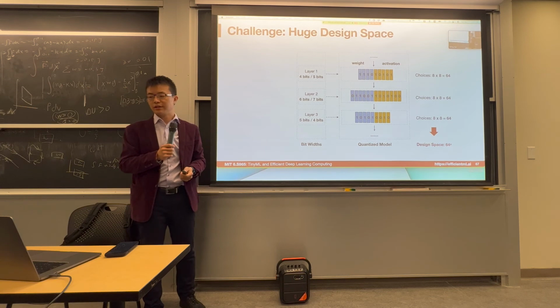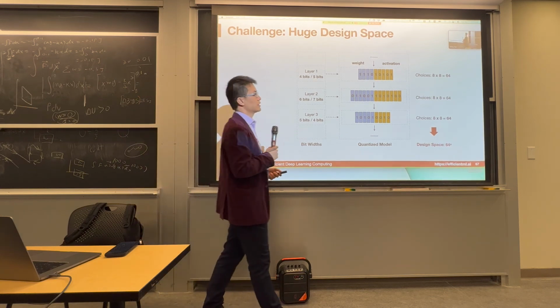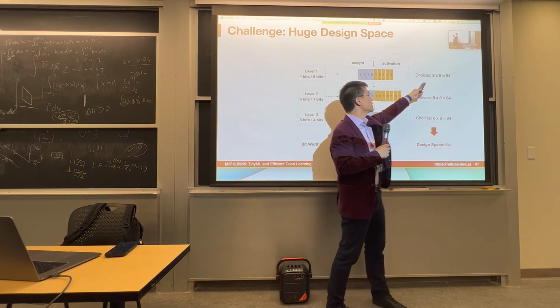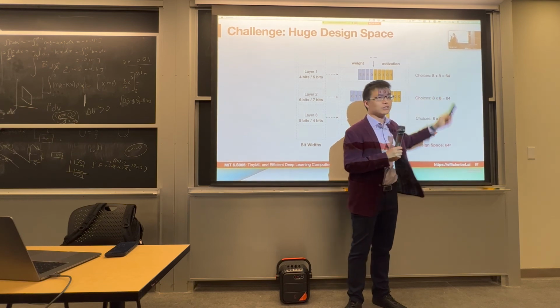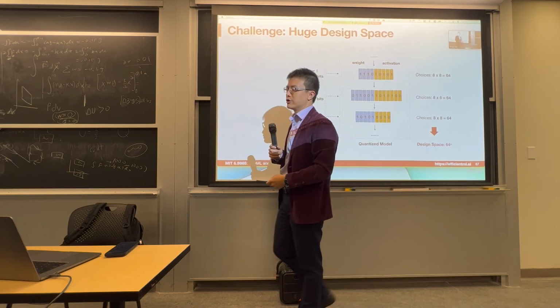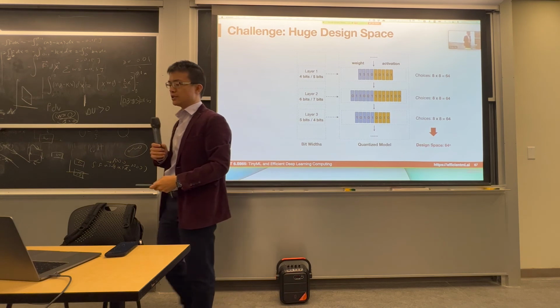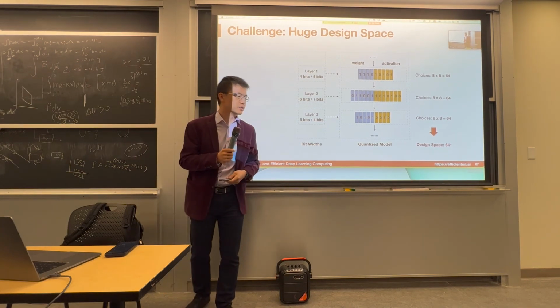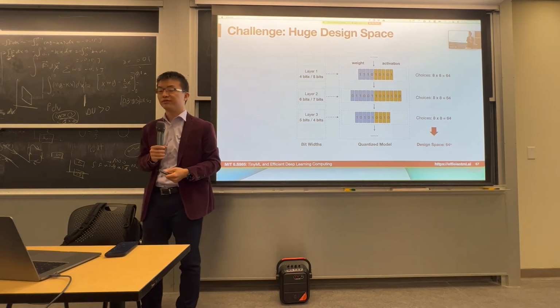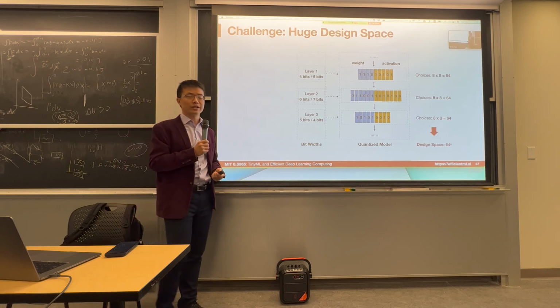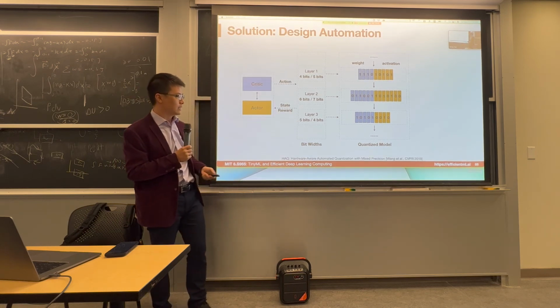So the next question is, this is a pretty big design space. We have 8 choices for the weight, 1 to 8, and 8 choices for the activation. For each layer, we have 64 choices. If you have n layers, the design space is 64 to the power of n, which is a pretty huge design space. So how do we deal with that?